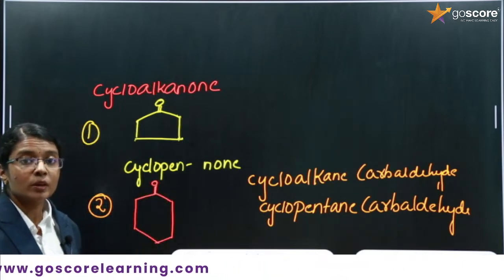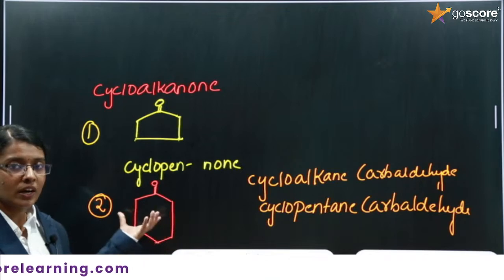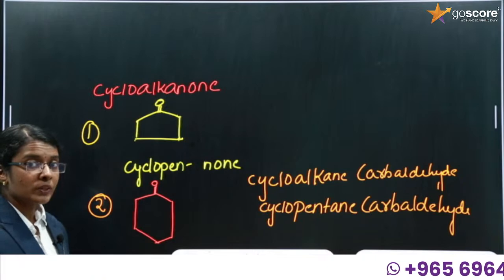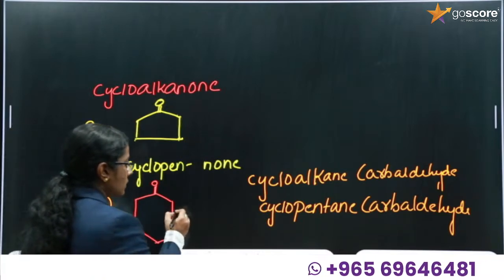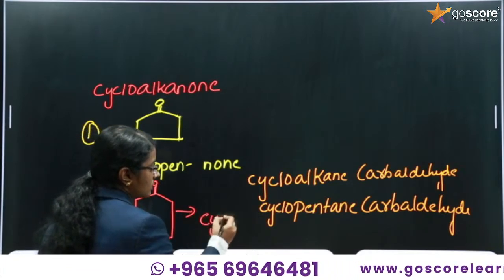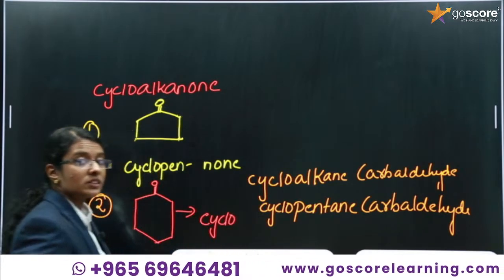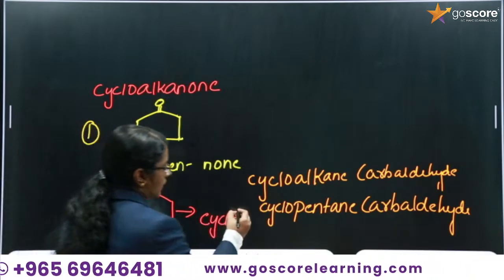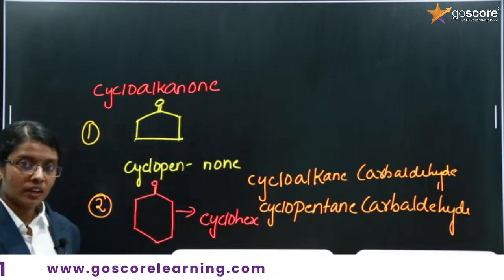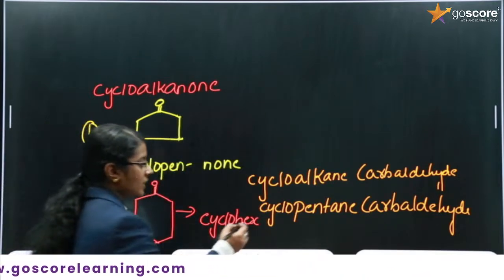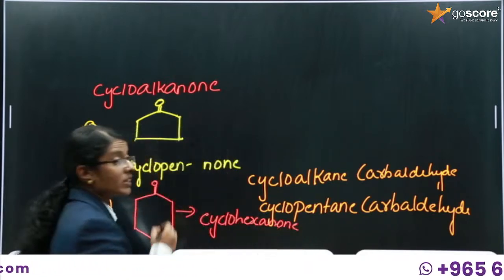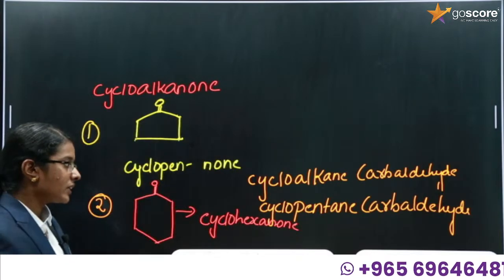What is the IUPAC name of this compound? It contains 6 carbon atoms. So it is a cyclic compound. So what will be the IUPAC name? It is cyclohexane. No, the ketone is here. Is that clear?